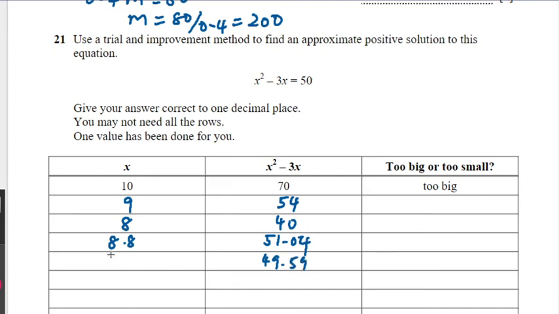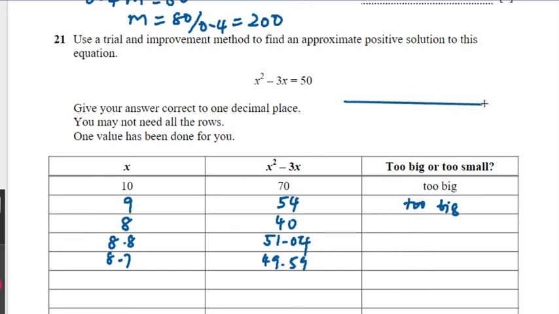49.59. This is 8.7. Okay, now 50 is in between here, so you can stop. Please don't try further. Then from here maybe you can write out too big, too small. You just write too big, and so on. All right, so this one you write yourself, too big or too small only.